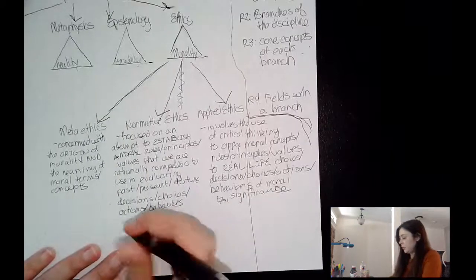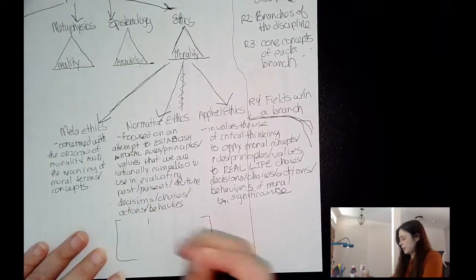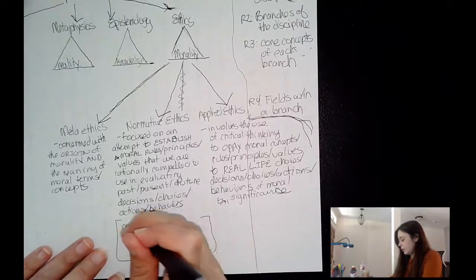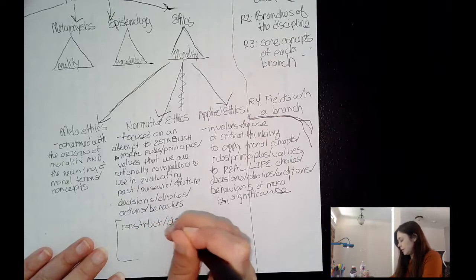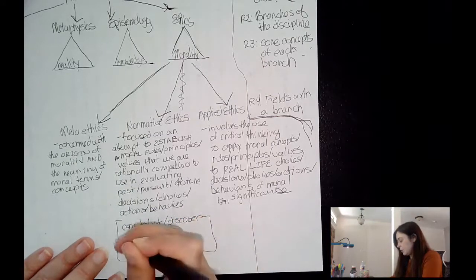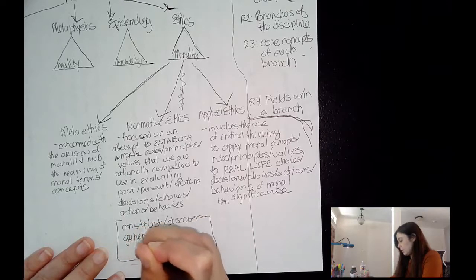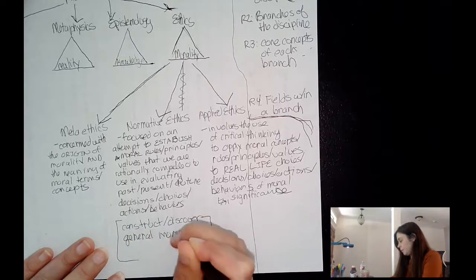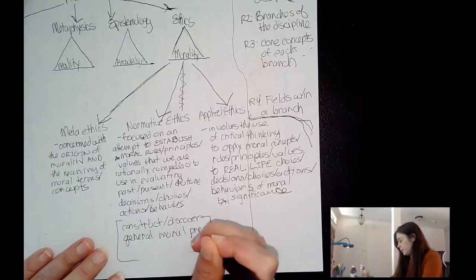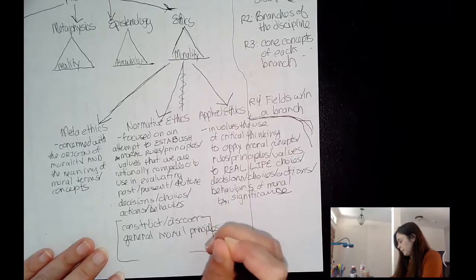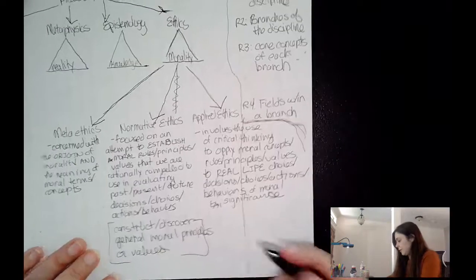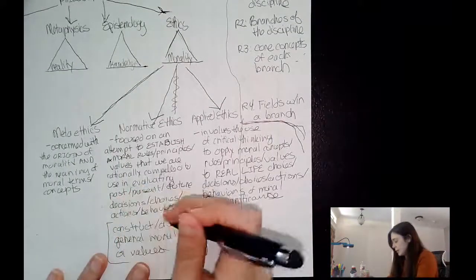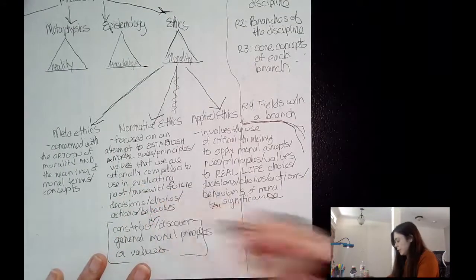So here you might want to write down in brackets that this is where we, the philosophers, construct or discover, some would say, general moral principles or values, moral values, okay? So that's the business of normative ethics.